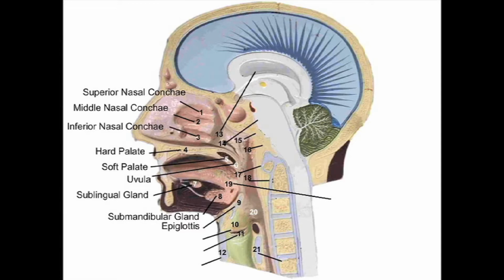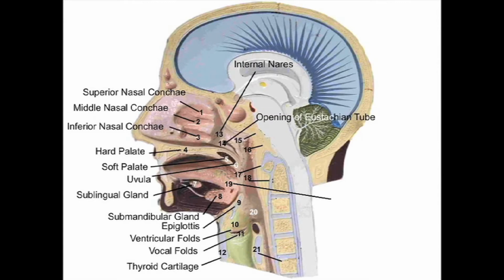And speaking of, we have 10, our ventricular folds, which also help a little bit as well, but it's mostly 11, our vocal folds. And then we have our cartilage on the side of our airways, which is going to be 12, which is going to be the thyroid cartilage. And that actually protects the front of our airway, which is good because traumatic injury can happen there very easily. Alright, and here we have 13, which is going to be our internal nares, and then 14, which is going to be our opening of an eustachian tube, and that's where mucus is going to come out.